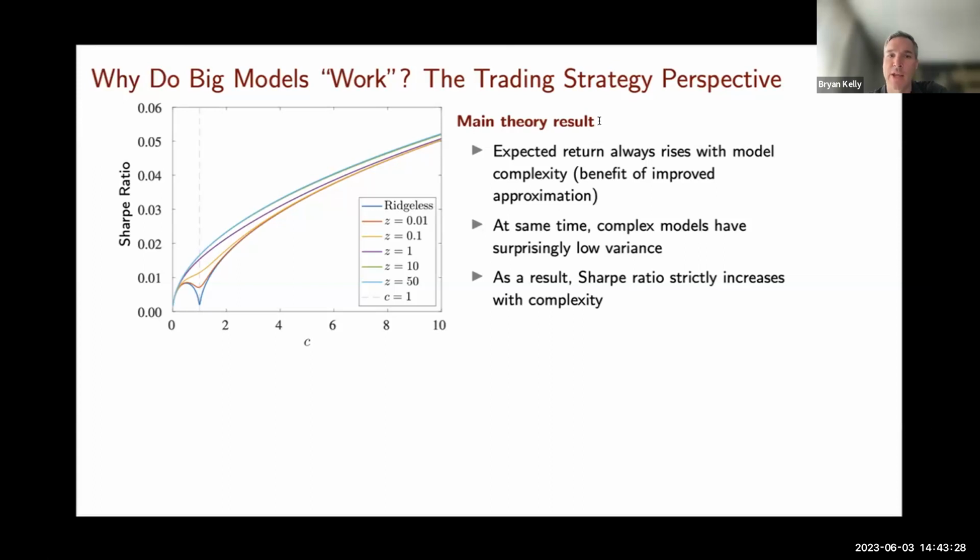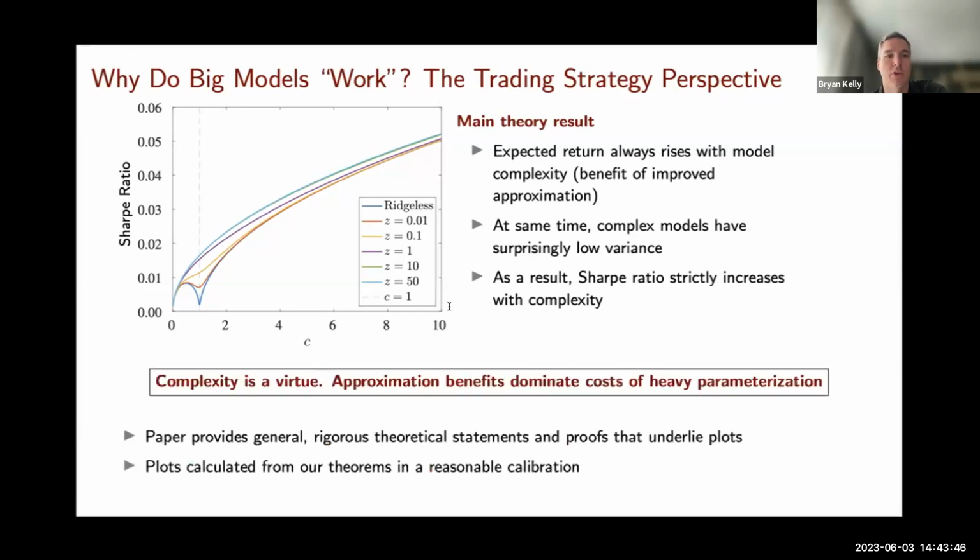Eventually, this plot will flatten out, right? But the main point is that going from a small model to a large model, holding the set of underlying predictors fixed, is going to translate into a strictly higher Sharpe ratio under fairly general conditions. All right, so this is the rationale for this phrasing, the virtue of complexity. Complexity is a virtue. As I add more parameters to my model, the approximation benefits dominate the variance costs of that heavy parameterization.